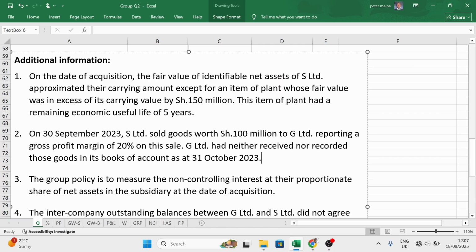So how much profit did S Limited make on the sale of these goods? S Limited sold goods worth 100. 100 is the selling price, reporting a profit margin of 20%. So the profit is 20% of 100.